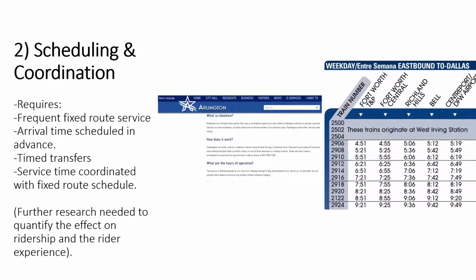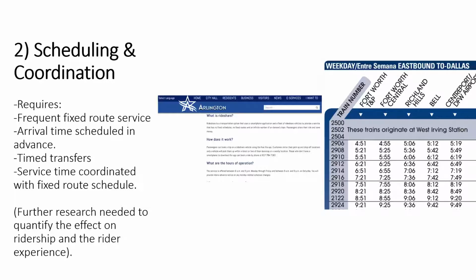Scheduling and coordination is another element that is important in service integration. The service in Arlington stops running 1 minute before one of the trains arrives in the transfer between the train and the VIA service. That probably shouldn't happen. If they have better coordination between the two agencies, that wouldn't be a factor.